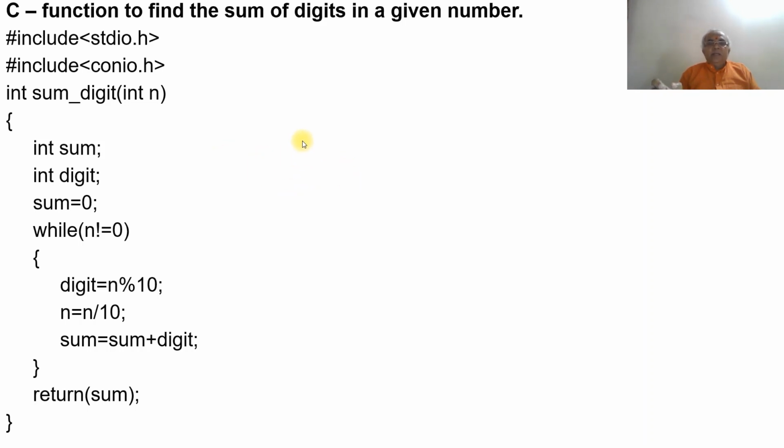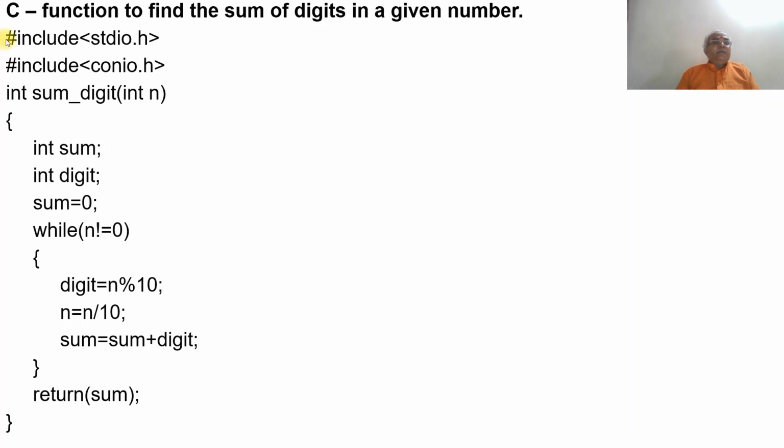That means 7, 8 and 9 have to be separated, and then we add those three numbers: 7 plus 8 is 15, 15 plus 9 is 24. So the sum of these three digits of this number should be equal to 24. That is what we need to get.